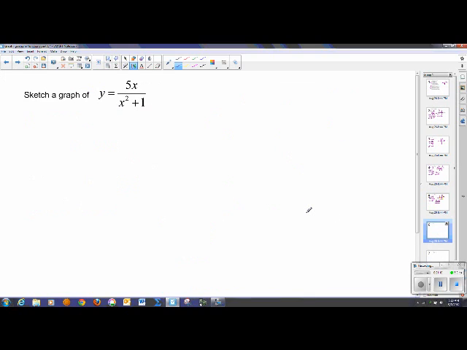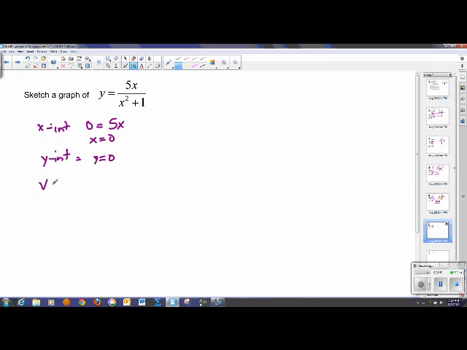Let's move forward. Similar example to the last one, except this time you'll notice this denominator doesn't factor. So what's going to happen when I take my x-intercept? We'll notice when I set y equal to 0 and multiply by x plus 1, that whole term goes to 0, and I have 0 is equal to 5x. Therefore, x equals 0. The y-intercept, pretty easy. Set the x equal to 0, and y equals 0 for that as well.